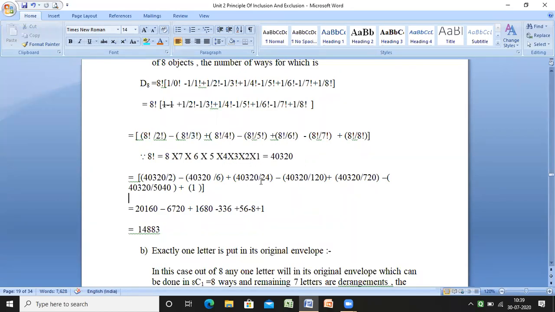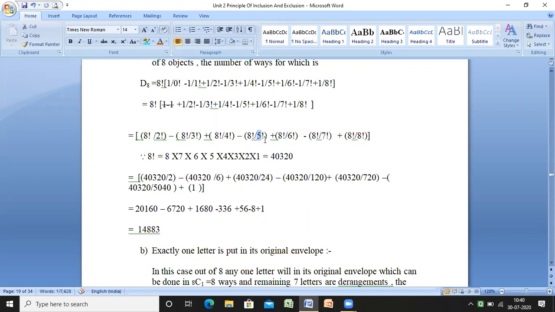Again 40,320 divided by 4 factorial. 4 factorial means 4 into 3 into 2 into 1, which is 24. Then 8 factorial divided by 5 factorial, where 8 factorial we have already calculated as 40,320, so we divide 40,320 by 120. How is 120 calculated?